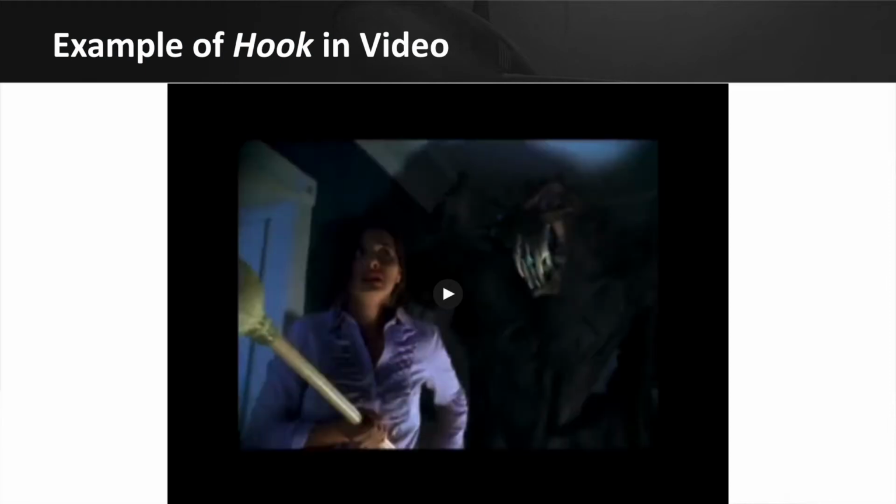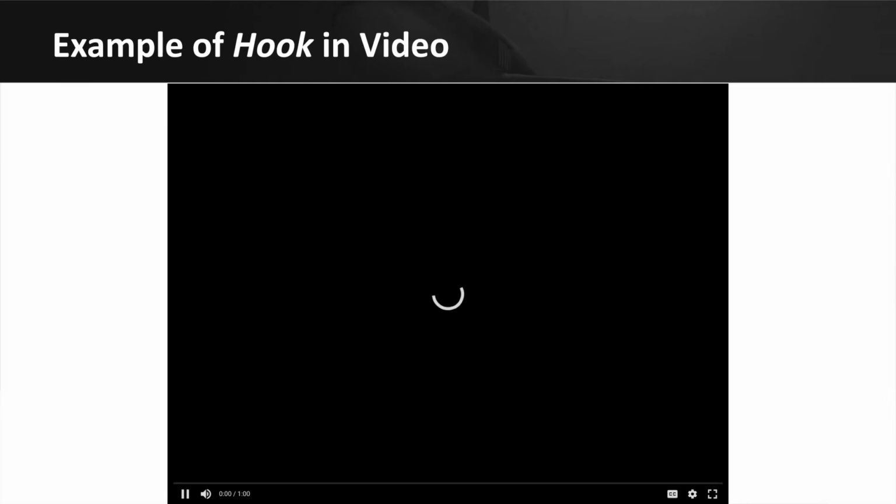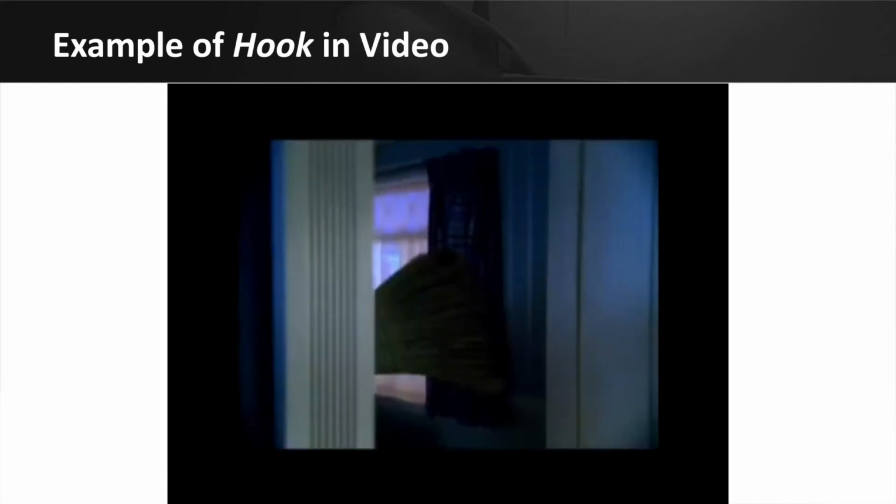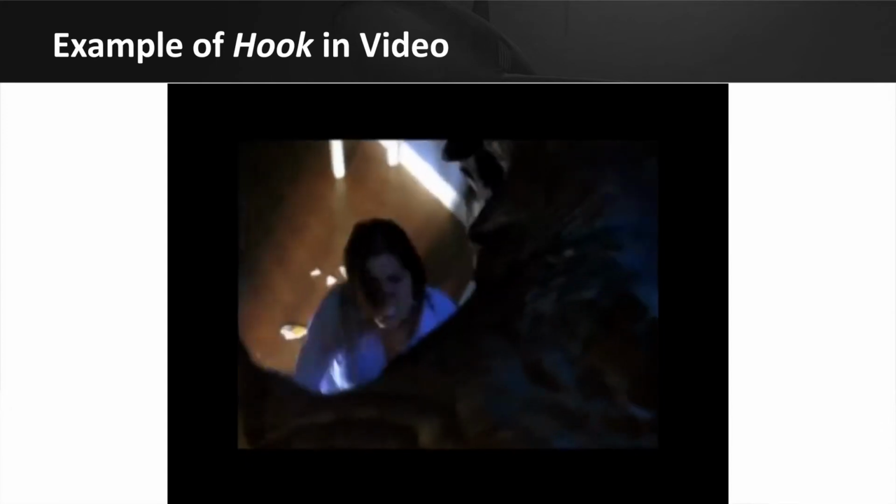Now let's take a look at an example in video. So let's see about the hook. You're supposed to feel some suspense. And we want to ask ourselves, what is happening here? All right, so we have some action. Is it for a broom? Is it for a razor? What is this commercial for? We're on the hook. They've baited us. Keep watching. Let's find out what we're really supposed to buy at the end.